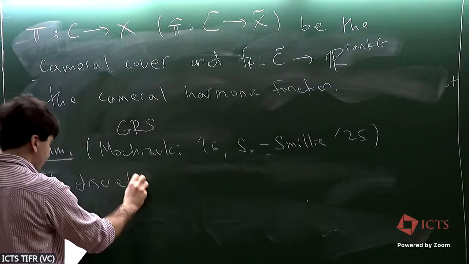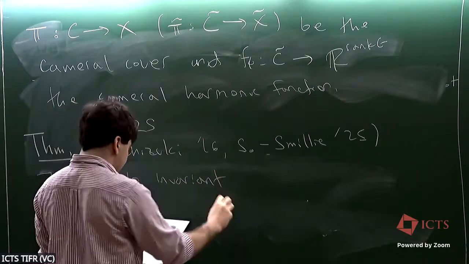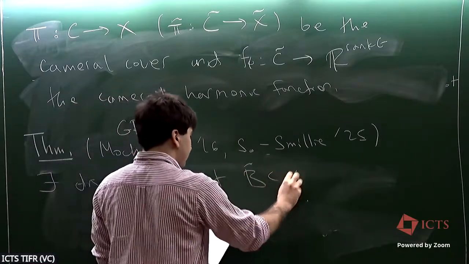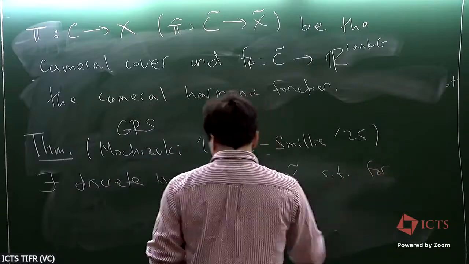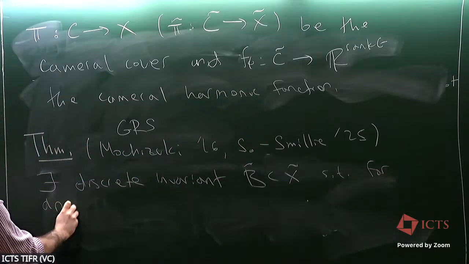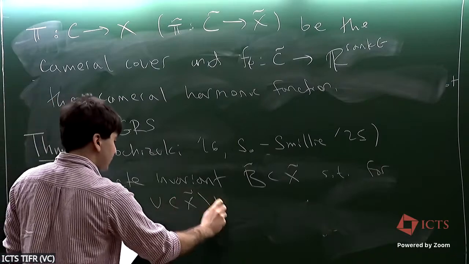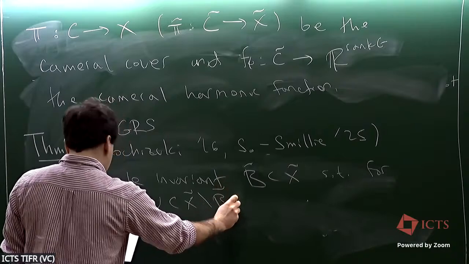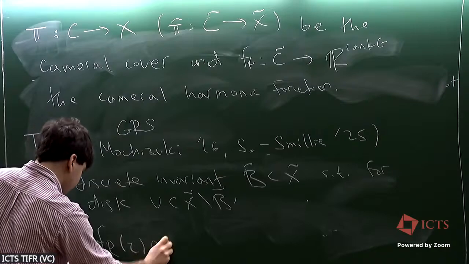So the theorem is that there exists a discrete invariant subset, B tilde, contained in X tilde, such that for any disk, let's say U inside the complement, we have the following comparison.